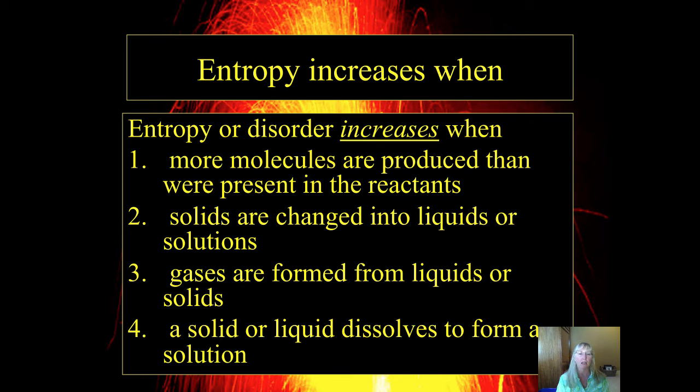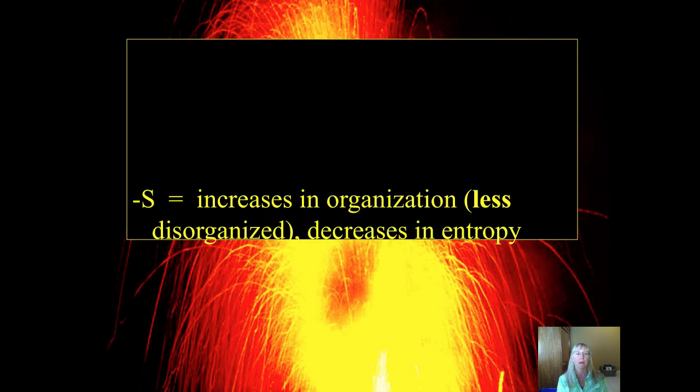When you change a solid into a liquid, or turn a solid into a liquid into a gas, you're clearly making more disorganized forms of matter. And we've already discussed that when you make a solution by dissolving a solid or a liquid in another solvent, you're creating more entropy, more disorder.